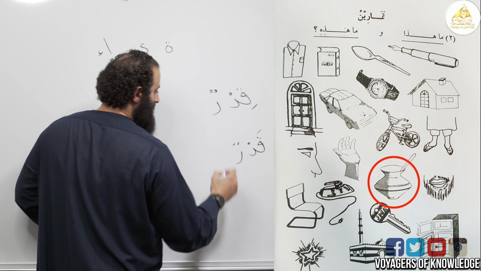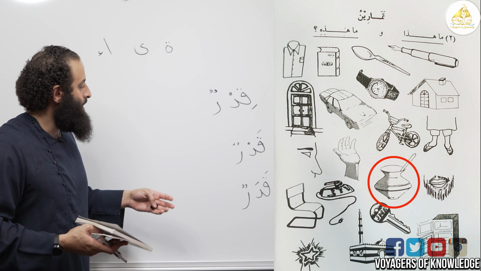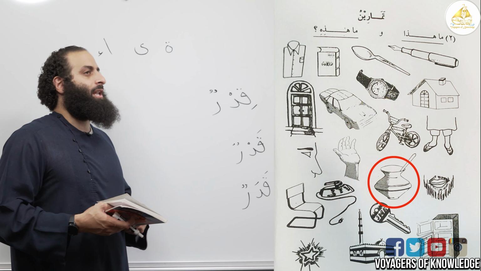You see, and that's why knowing the harakat on these words is important. Qadr is the pot, right? Qadrun is like the measurement or the amount. Like when they say qadrul haja, the limit of necessity.